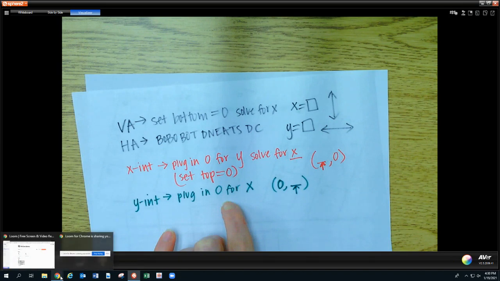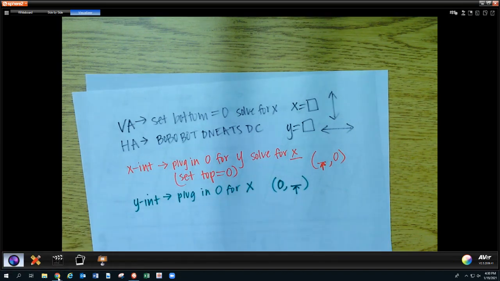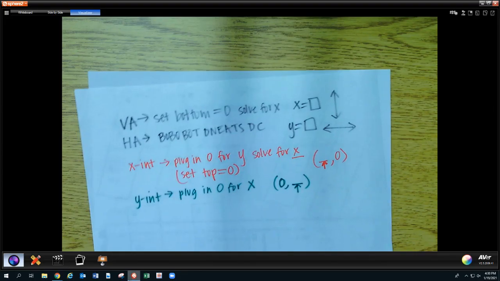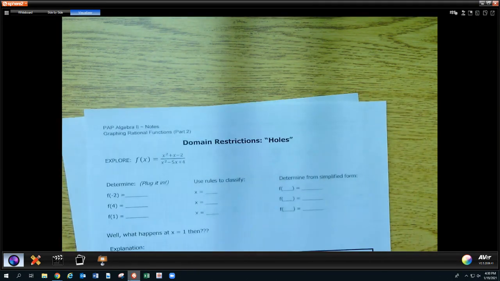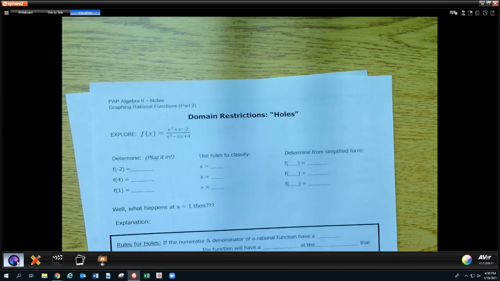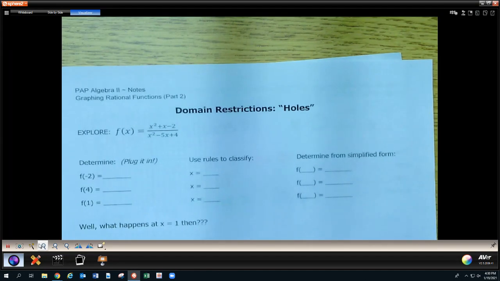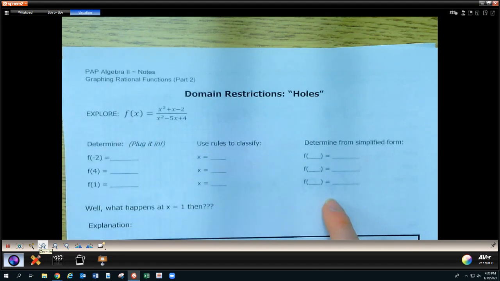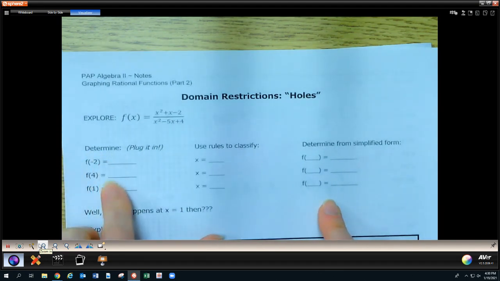Let me make sure I'm actually recording. Okay, I am. All right, so today we're talking about a different kind of domain restriction called poles, as you can see from the title. We have an exploration at the top just to see what's going on. This isn't the method or anything, I just want you to see something. We have a quadratic over a quadratic here.